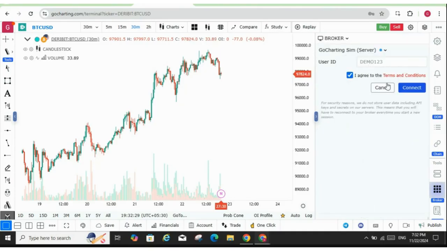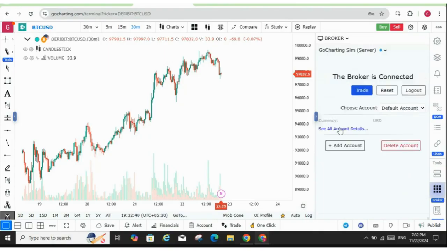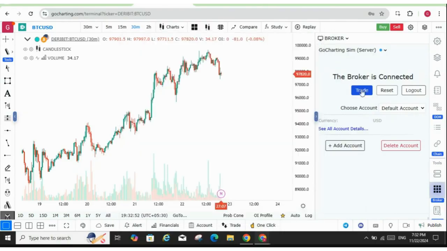So I will agree and I will connect. So let it get connected. Okay, so this is connected now. Now you can add, so this one is the default account. You can add multiple accounts. So this is the setting window. You can set your currency, you can set the commissions and all those things. But we have another great detailed video on our channel explaining these features.